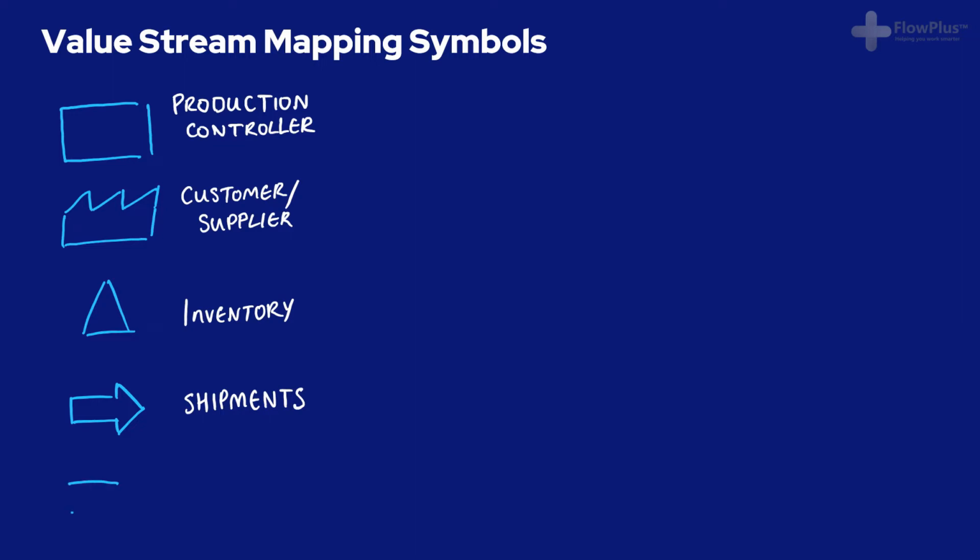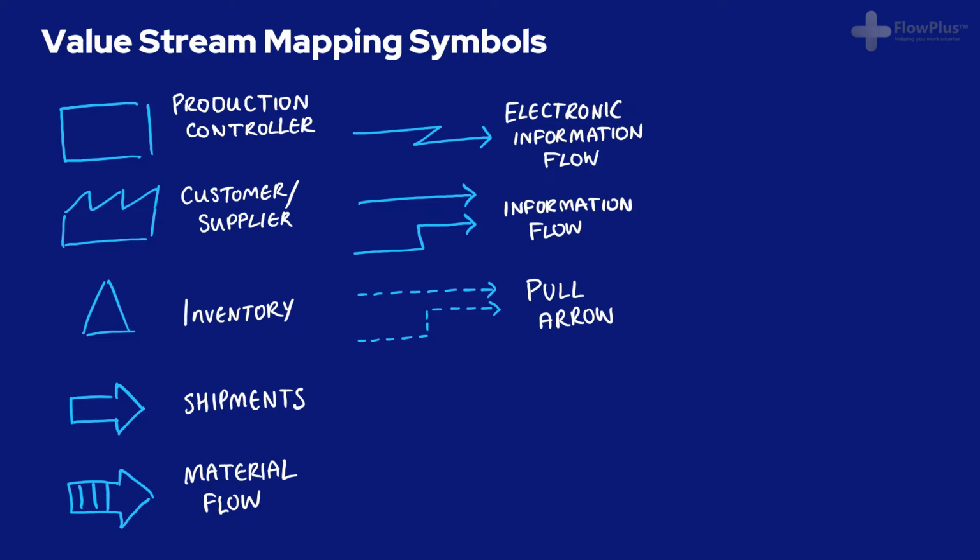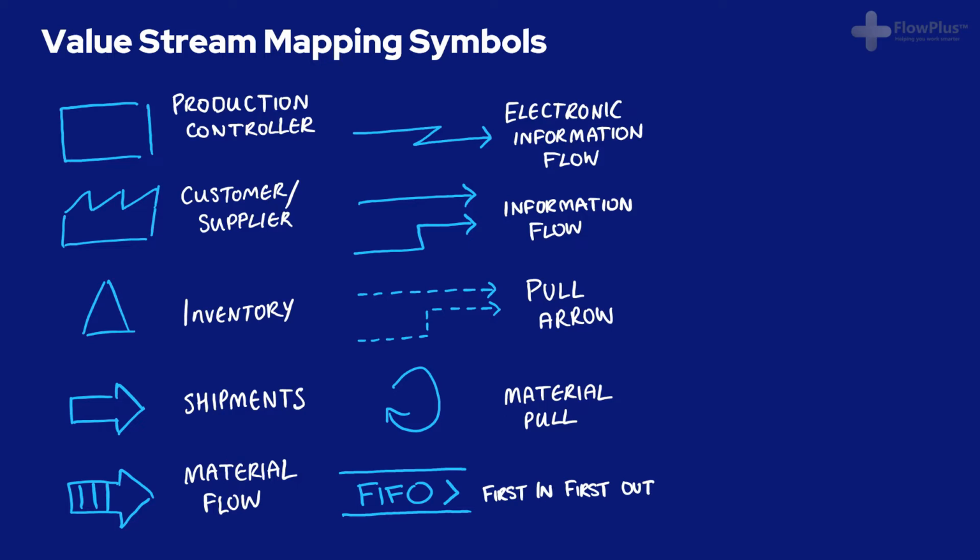For internal material flow, you use a striped or barred arrow. Next we have information flow, and this is a jagged arrow, and it's for electrical information flow, while a straight or right-angled arrow is for manual information flow. A dashed line is used to show a pull signal of information through a pull system. Now we move on to 3 related symbols. FIFO, which means first in, first out, supermarkets, and Kanban.